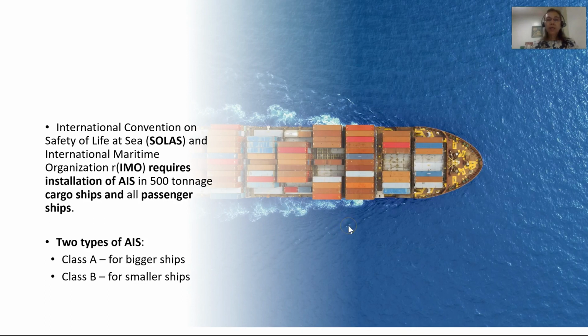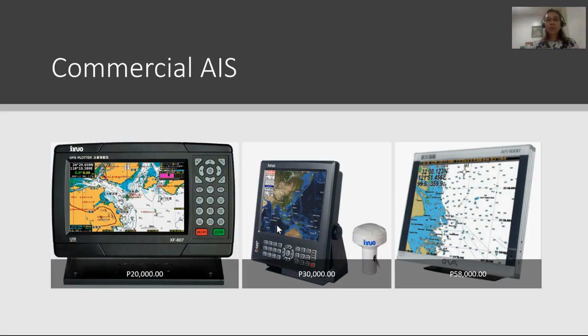Now, the SOLAS and the IMO, or the International Maritime Organization, have declared that all those ships or vessels that operate at 500 tons and all passenger vessels should be installed with an AIS. Now, there are two classes of AIS, Class A and Class B. Class A is usually used in bigger ships, while Class B is used for smaller ships.